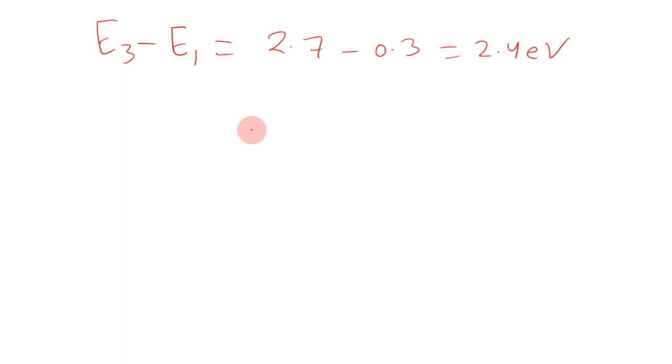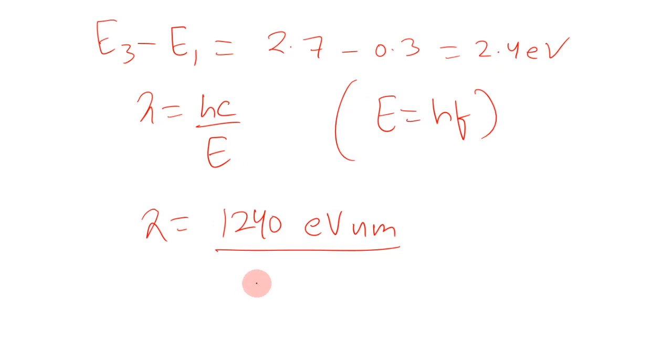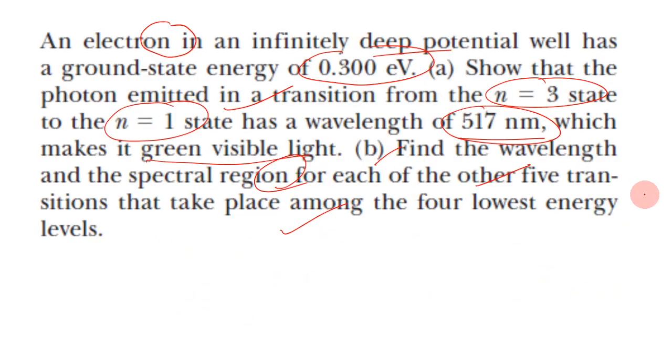Now from here we know that lambda will be equal to hc by E, using E is equal to hf. We know hc in terms of electron volt nanometer is 1240 electron volt nanometer, divided by the energy, which is 2.4 electron volt. So you calculate this, you get 517 nanometer. This was what was required in the first part, and it is in the green light region. Okay, so this is for part A.